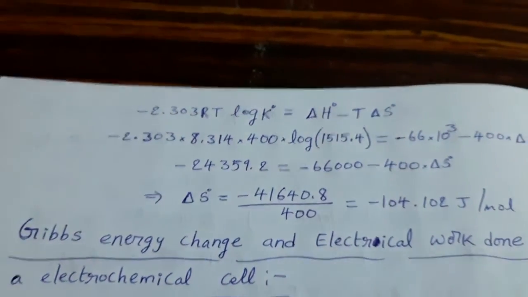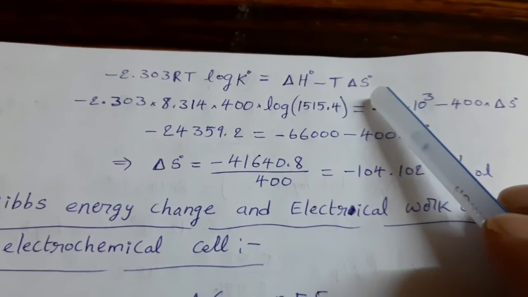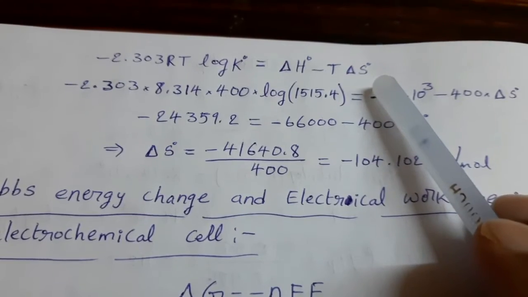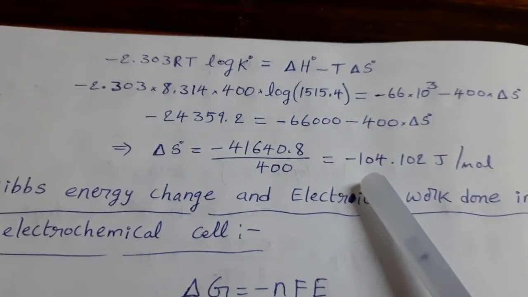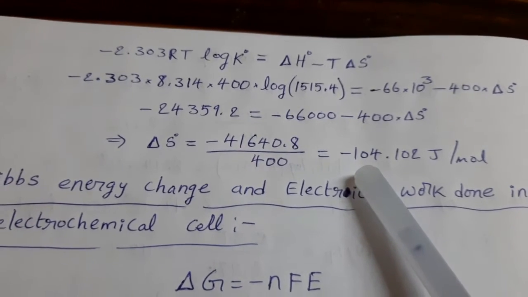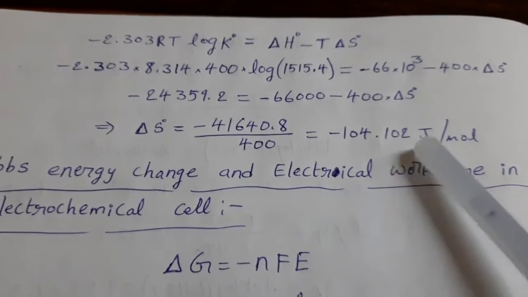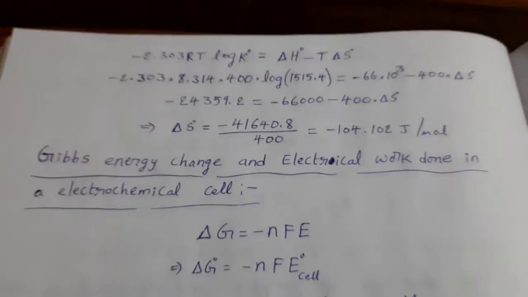So here we should find out delta S naught, standard change in standard entropy. This value we should find out, substitute remaining values, then we can get our answer. Delta S naught equal to minus 104.102 joule per mole. Okay.